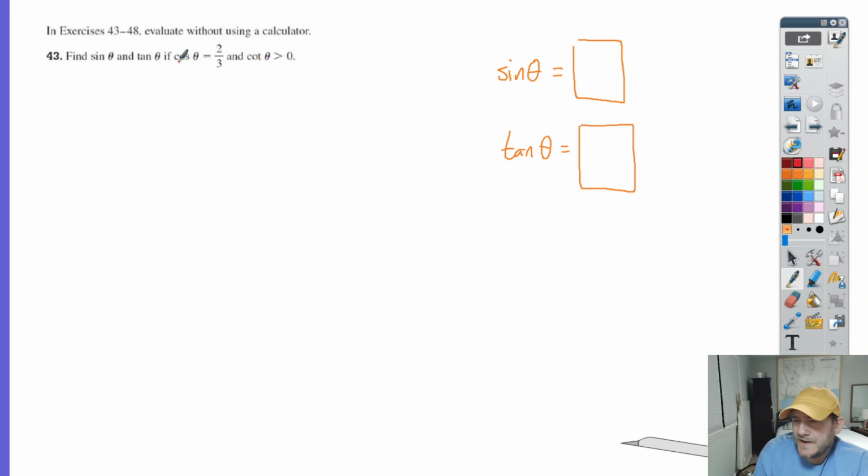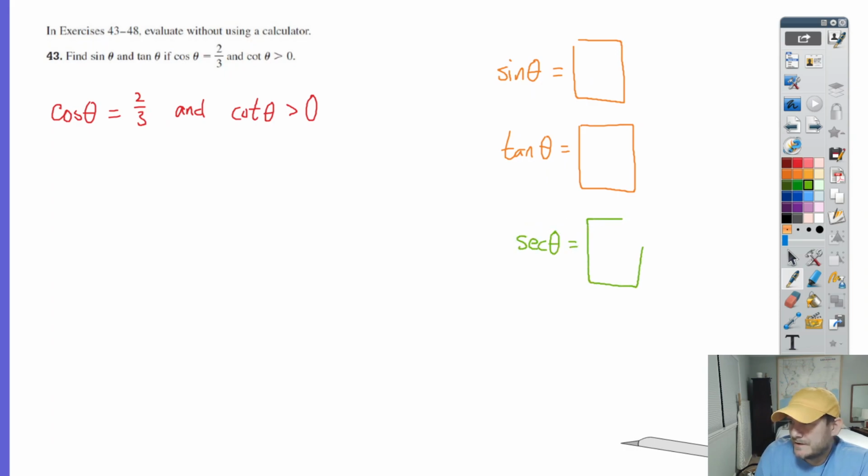And they're telling you to do that given that the cosine of theta is 2/3 and cotangent is positive. So cotangent is greater than 0. That means positive. All right. So what's the point? Well, the fact that they gave us cosine is super helpful. It's really helpful if they had asked us to find secant, because you wouldn't have to do any math at all. You would instantly know that secant is 3/2, because it'll just be the reciprocal of the one they gave you.